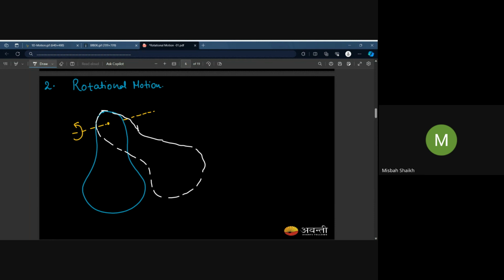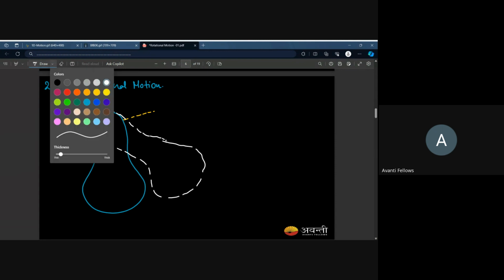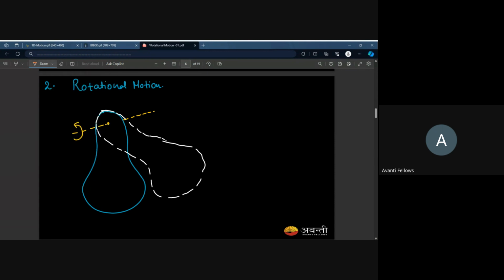Please ignore the drawing. I'll try my best to make it nice and clean, but this is the maximum that I can achieve right now. So let's say this is point A, this is point B, this is point C. Their new position would be like this. This is point B and this would be the point C. Yes or no? Yes.